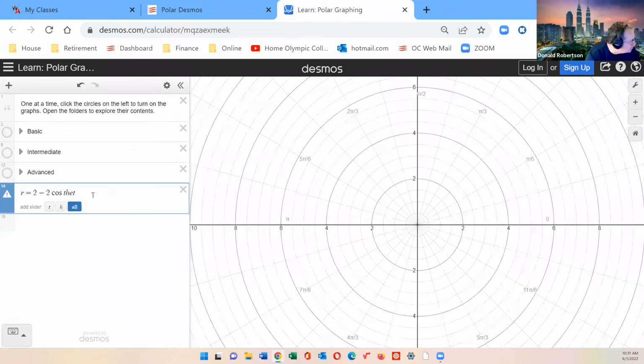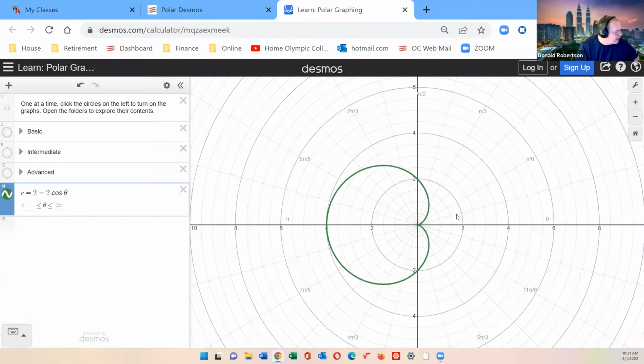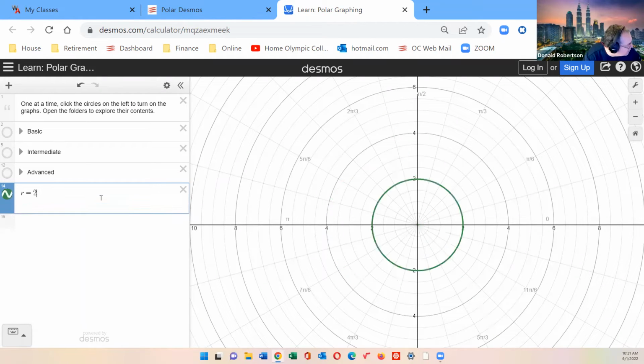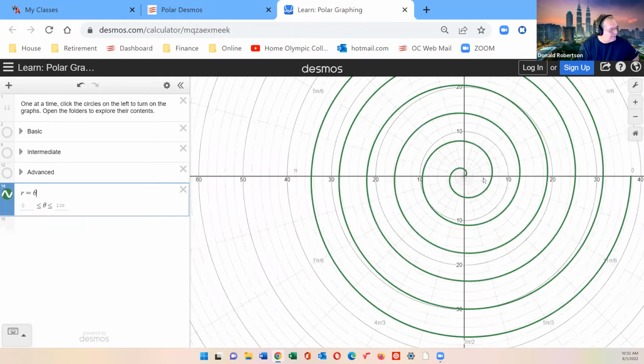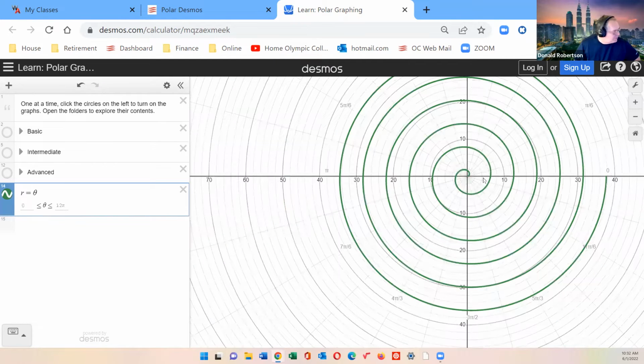How hard is it to spell theta? It's just a cardioid going the other direction. This one is interesting: r equals theta. Cool. You see that? Now, if you wanted to, you can change the range of theta.